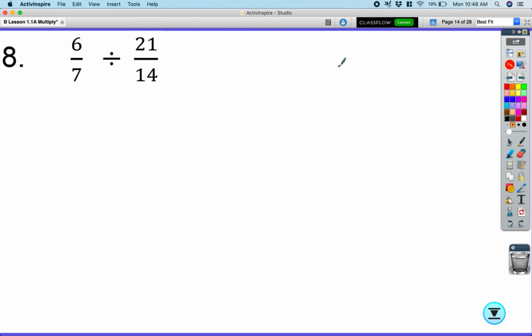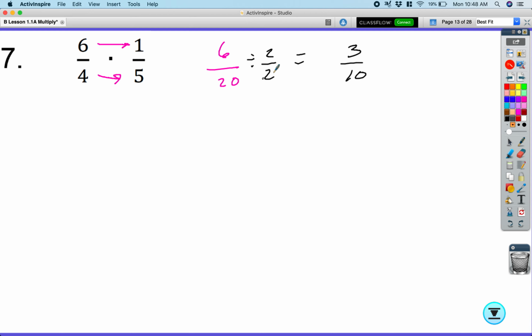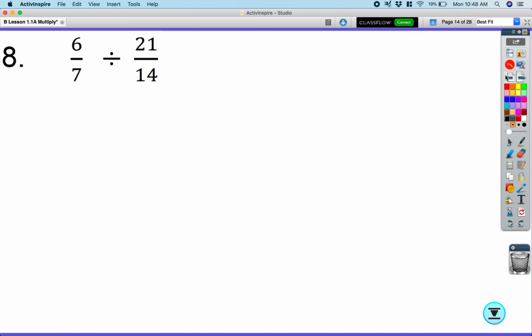Next one, I have this one. So I want you to notice on this one I had to reduce because I didn't simplify this first. So that's a good idea to do as your first step always, is look at these and see if anything can reduce on the actual fraction. So if I did keep, change, flip, this would be 6 over 7 times 14 over 21.